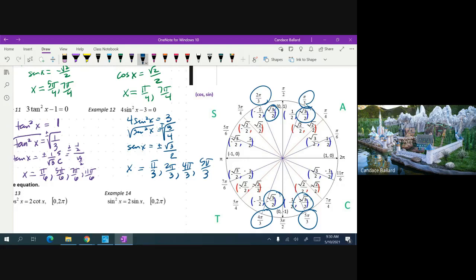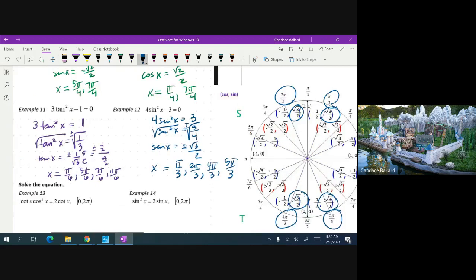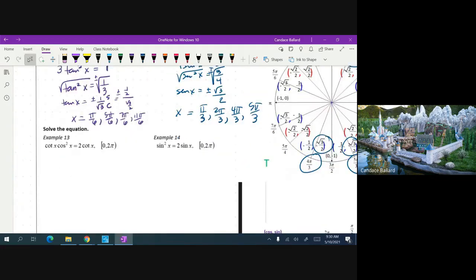Example 13. Okay, let's take a look at 13. 13's a little bit uglier. 13's a lot uglier, actually. Well, it seems a lot uglier than it probably really is.